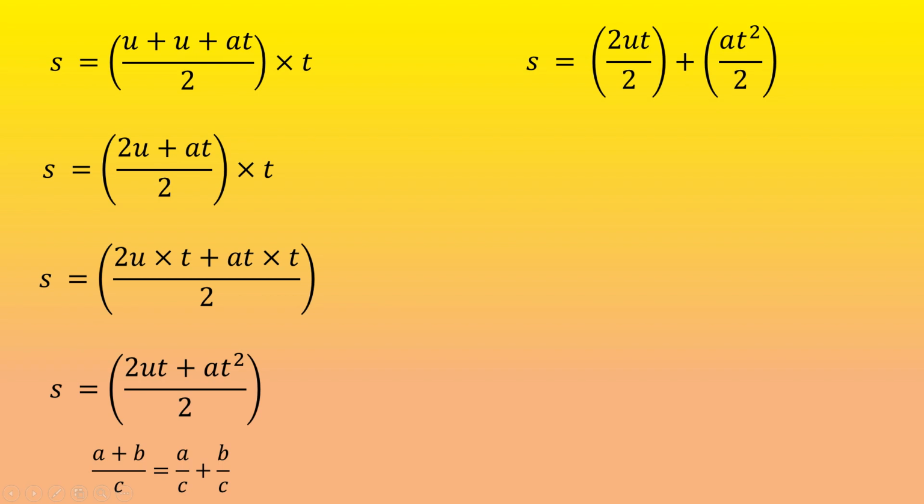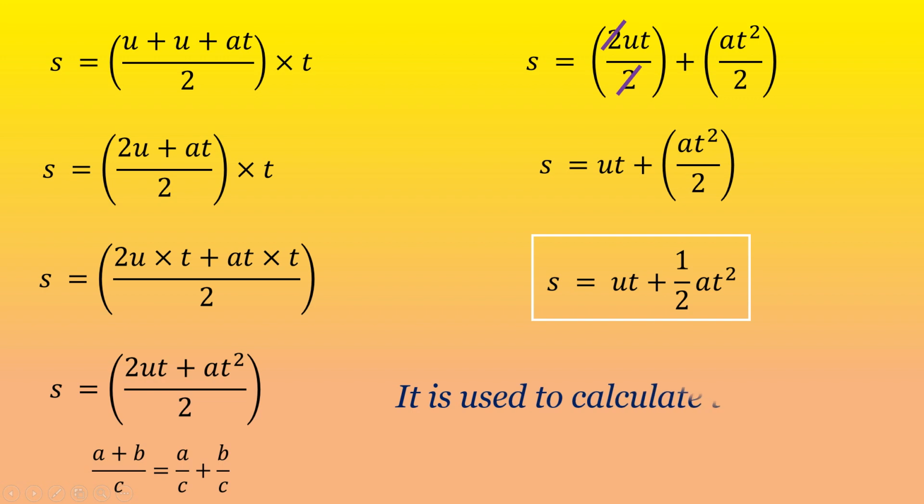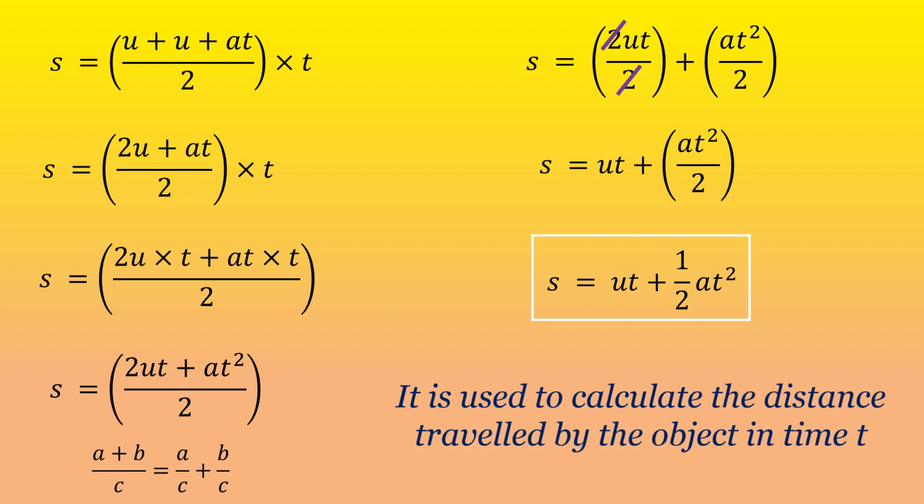Now I can easily cancel 2 and 2. So if I do that, I'll get s is equal to ut plus at square by 2. I can write this as s is equal to ut plus half at square, which is our second equation of motion. We can use this equation to find out the distance traveled by the object in time t. So we are done with the second equation of motion.